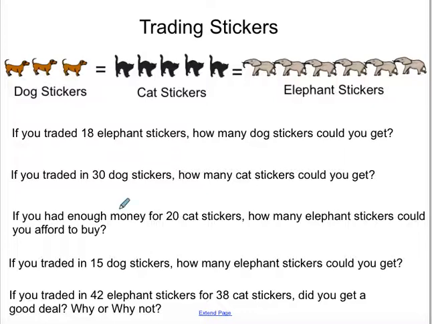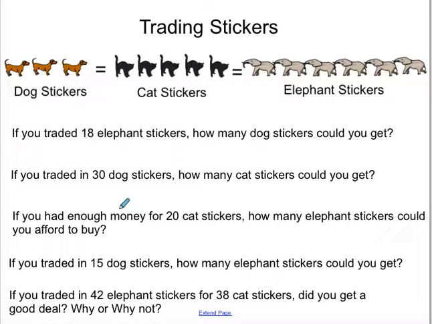So if we have this situation and we're trading stickers, we'll just do a couple of these. Let's set up some proportions to figure out our conversions. And we say, okay, 3 dog stickers is the same as 5 cat stickers, which is the same as 6 elephant stickers. So if we traded 18 elephant stickers, how many dog stickers could we get?